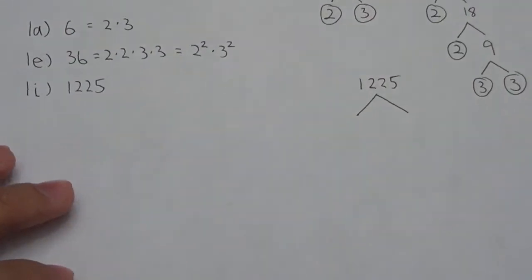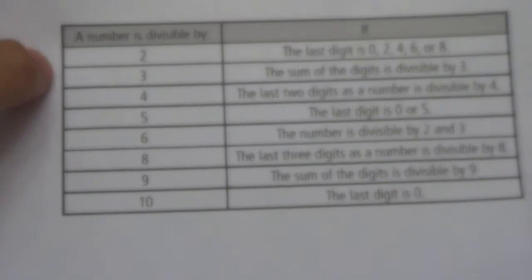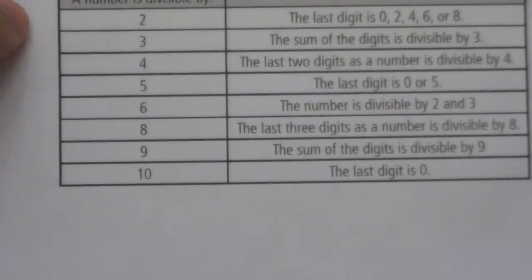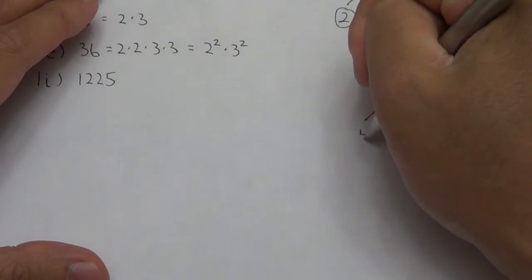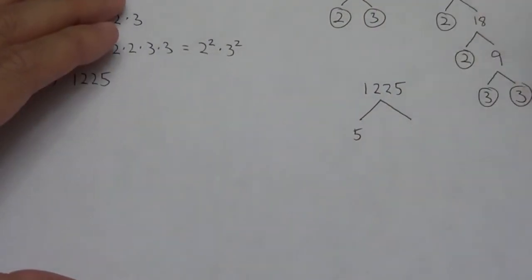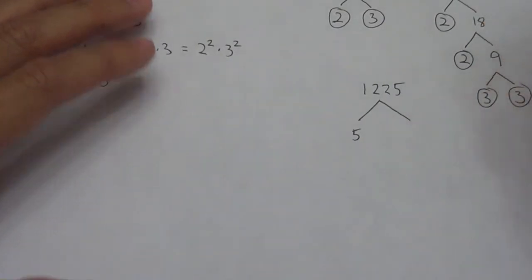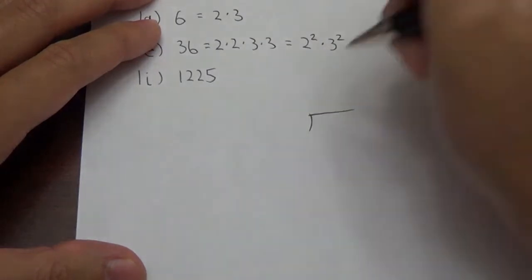Alright, now you can use your divisibility rules to help narrow down or quickly find out what are possible factors. Alright, so this number is ending with a 5, so I should recognize that it's divisible by 5. So 5 is a possible factor. Now to find out what the other factor is, I would need to use long division. And I'm going to just work it out here.